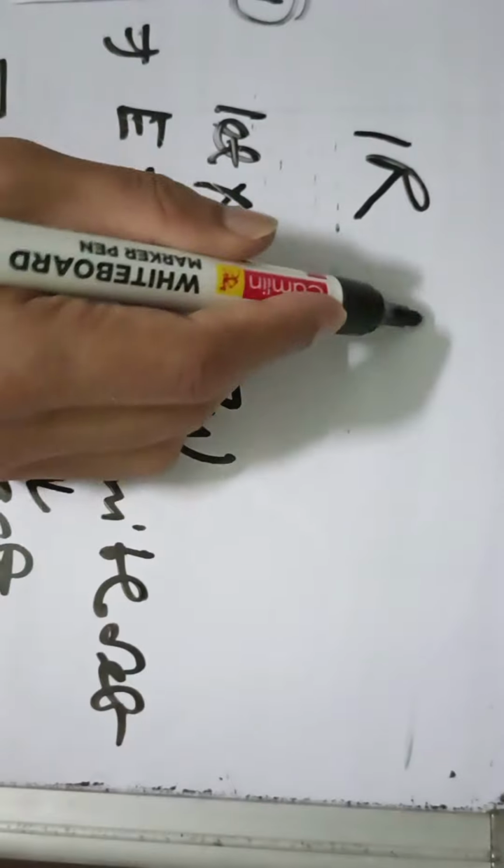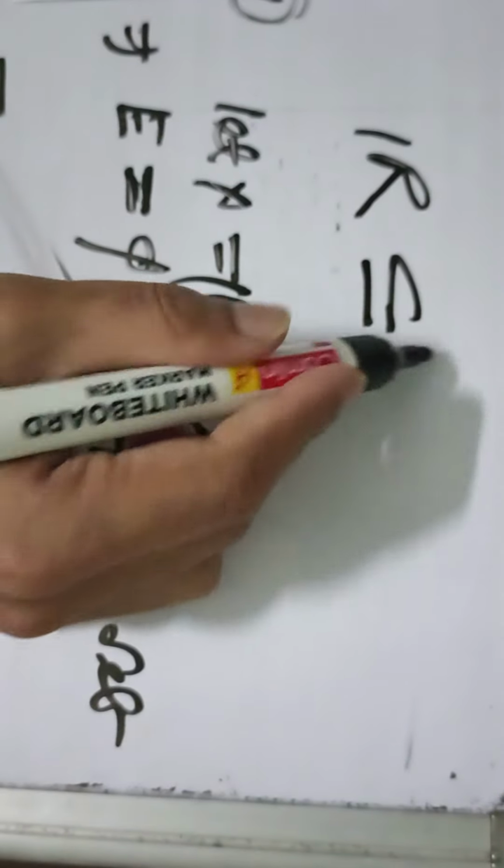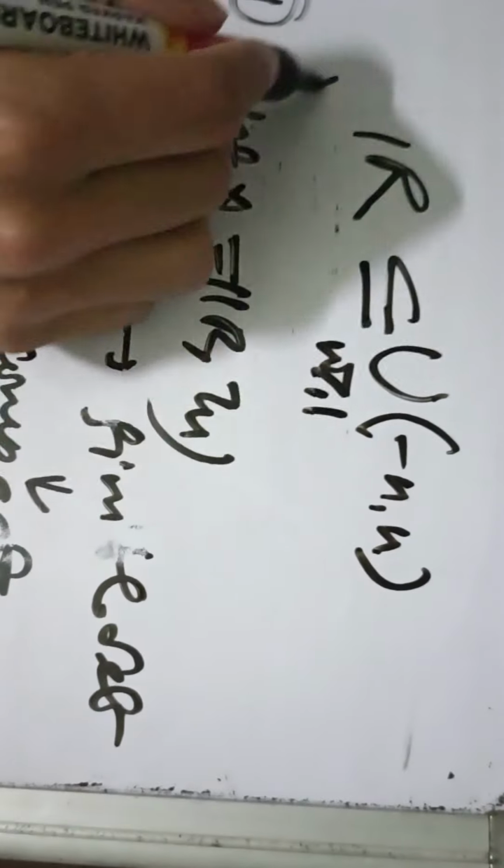Look at the cover of open intervals (-n, n). This is an open cover of R, because R can be contained in the union of these sets. This open cover has no finite subcover. You can never get a finite subcover that also covers R. So R is not compact.